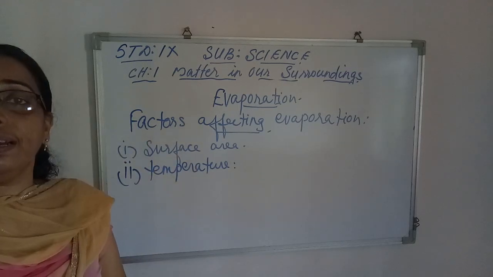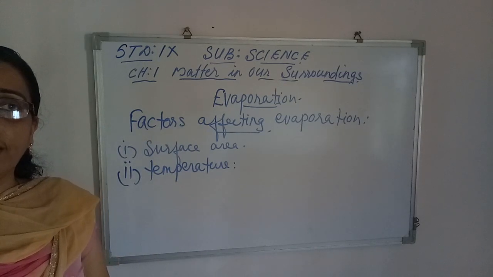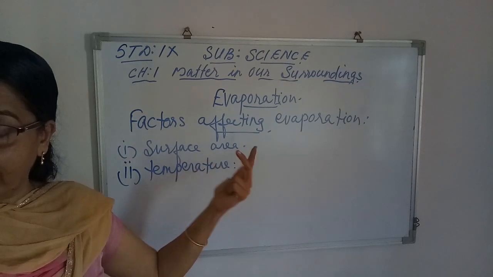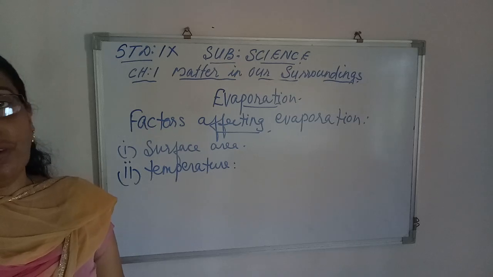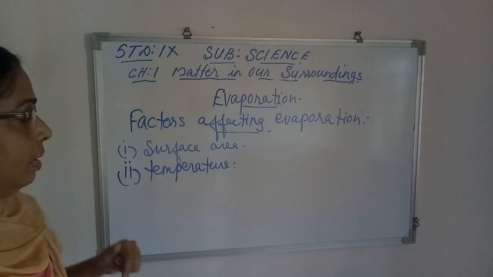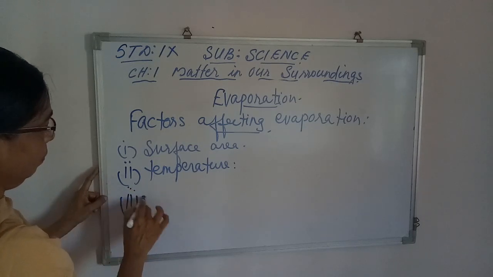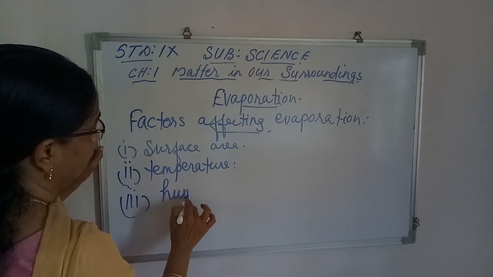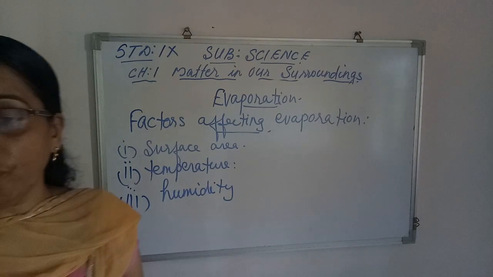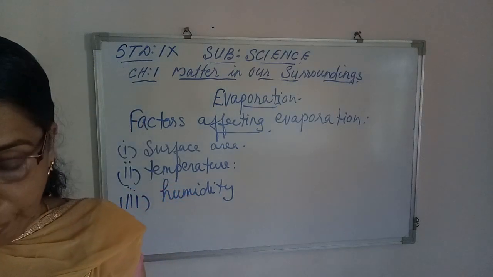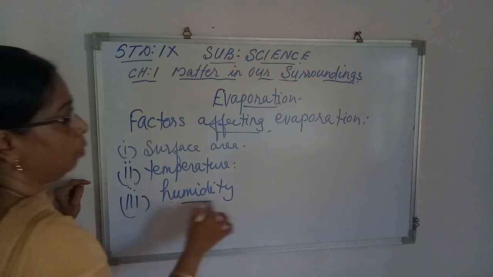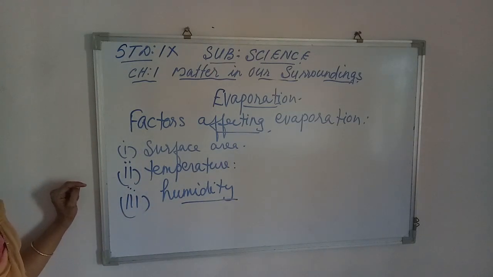Because if the atmospheric temperature is more, that means in the summer, the temperature is more, we can see even the wet clothes get dried up very fast. So as the temperature increases, evaporation rate also increases. And the third is humidity. What is humidity? The amount of water vapor which is present in the atmosphere is called humidity.